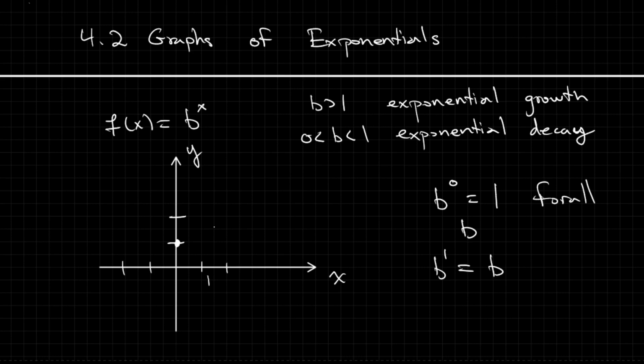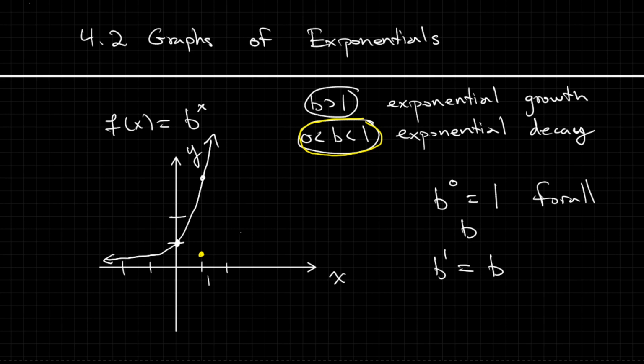And so if x is 1, then the y value will be b. And depending on what b is, if b is bigger than 1, that will be something larger than 1. And if b is between 0 and 1, that will be something smaller than 1. In the case of b larger than 1, the graph is going to look something like this. And this is just the general shape of the graph.